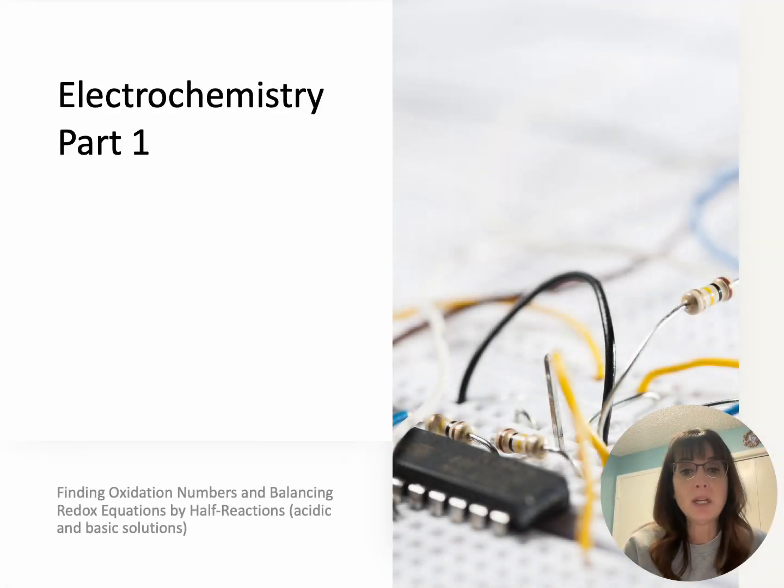I split this unit into two parts. The first part is just going to be reviewing how to do oxidation numbers and how to balance redox reactions using the half reaction method. And then the last half of the unit will have to do with batteries and all the other fun stuff that we get to do in electrochemistry.